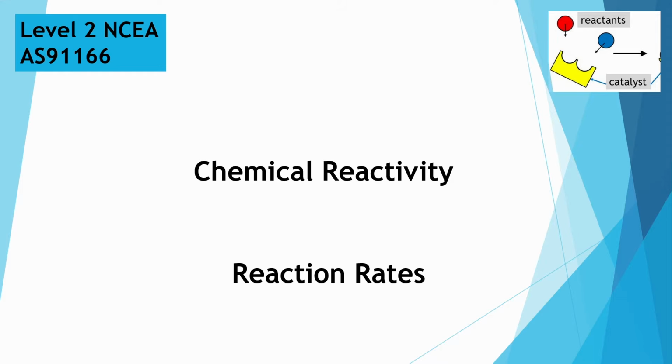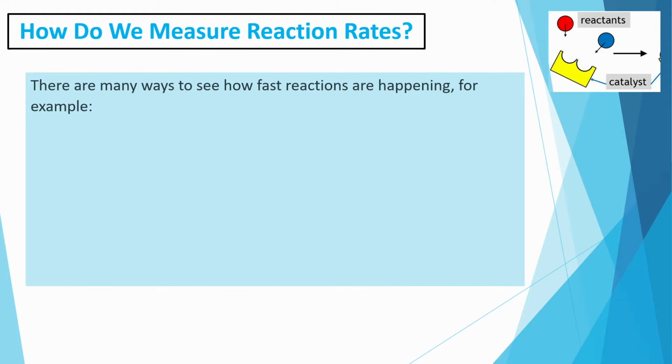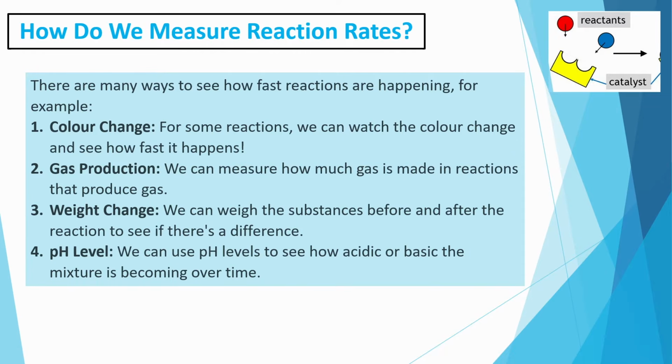So the first thing we're going to look at is reaction rates. How do we measure the rate of a chemical reaction? When two reactants react together, we can see that they are reacting in the following ways. We can see a color change. We possibly could see gas being produced. If we place the reaction on a balance, we might see a weight change, or with a pH indicator, notice that the pH is changing. So we can measure any of those four things to work out the relative rate at which a reaction changes.